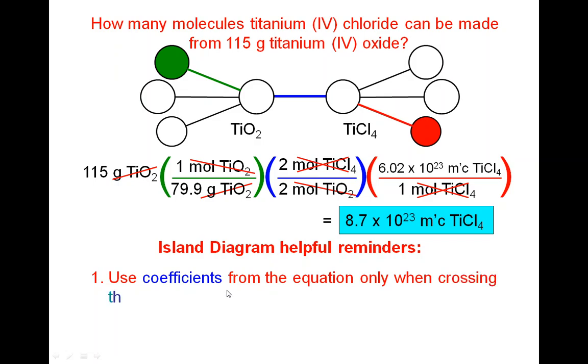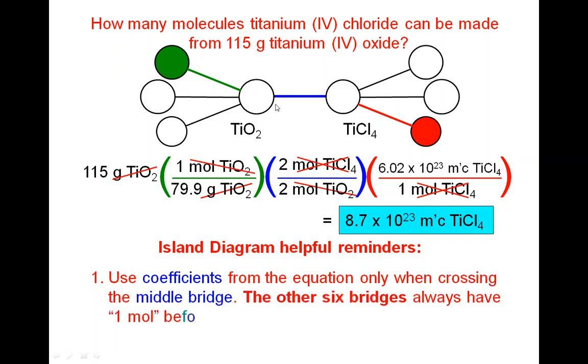You got to use your coefficients from the equation only when you're crossing the middle bridge, only when you're going from one thing to another. Everything else, unless you're changing what you have, which is right here, everything else is 1 mole. A lot of people make mistakes going, putting 2 moles here or 2 moles here. The only time you have more than 1 mole is when you're going from moles to moles.